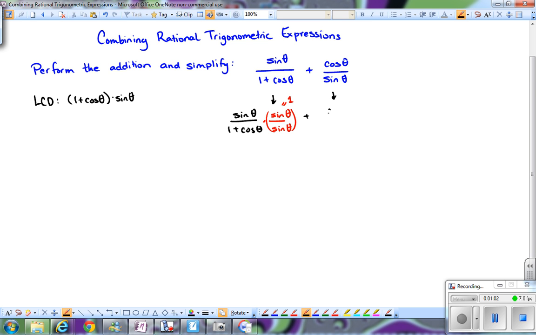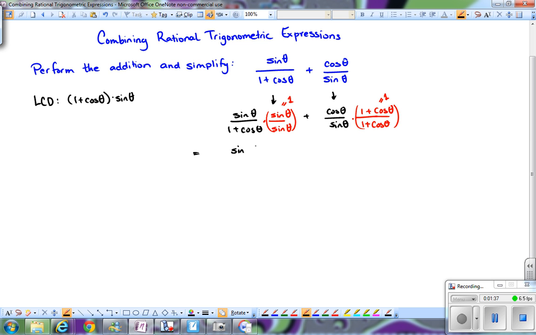This fraction over here, I have cosine of theta being divided by sine of theta. The denominator that I'm looking for is 1 plus cosine of theta times sine of theta. Sine of theta is already there, so now I have to multiply by 1 plus cosine of theta. Multiply the numerator as well. That way I do not change my original fraction. Again, this is still 1. 1 times this rational expression gives me the original expression, and that is what I'm looking for, not to change my problem.